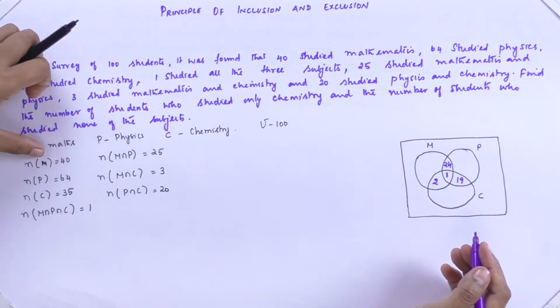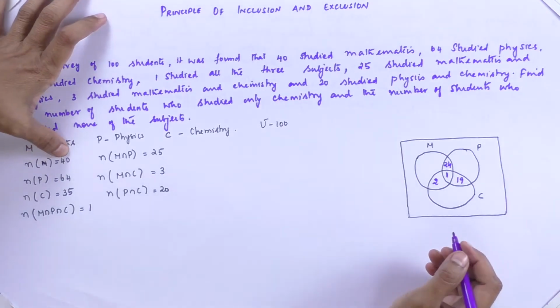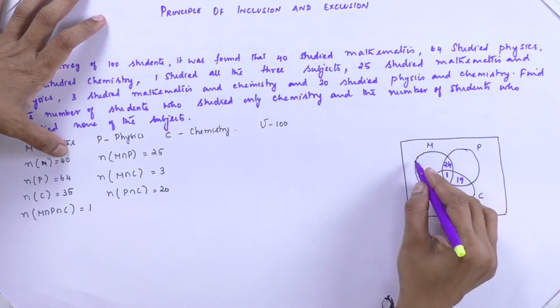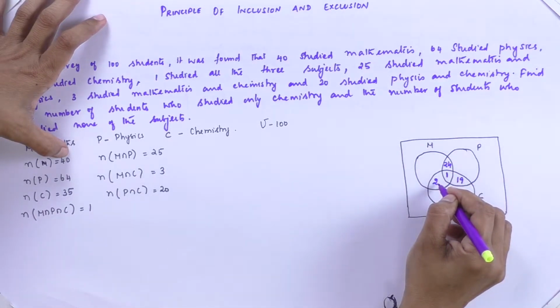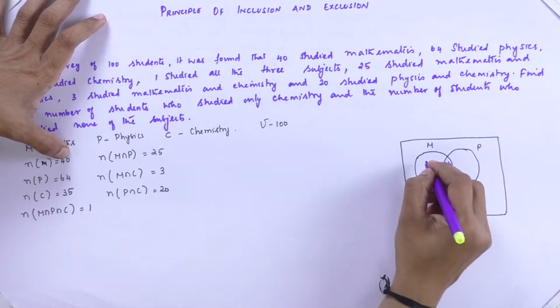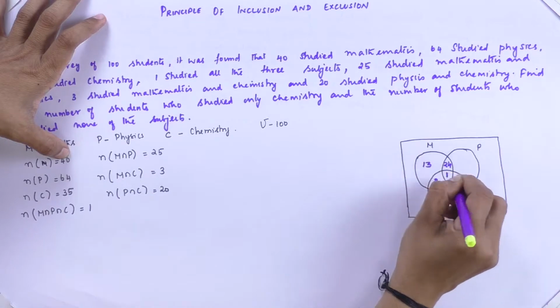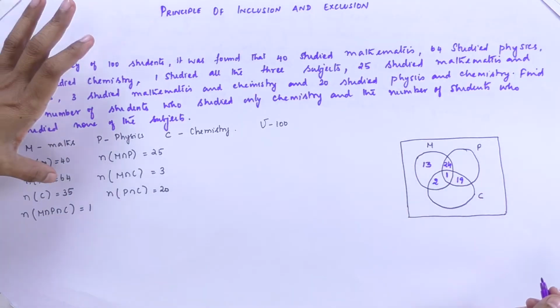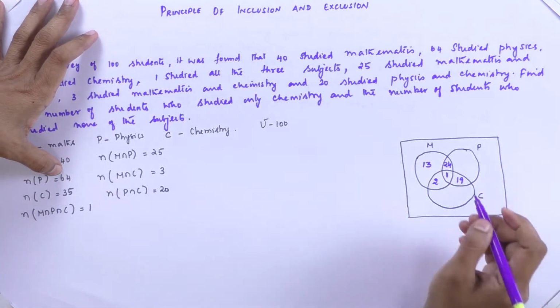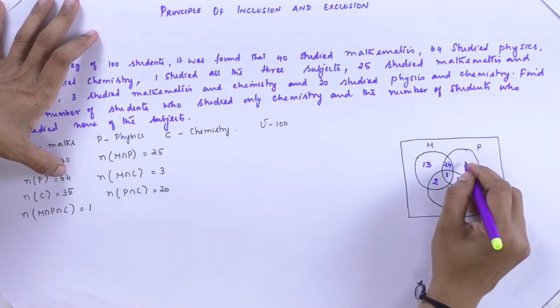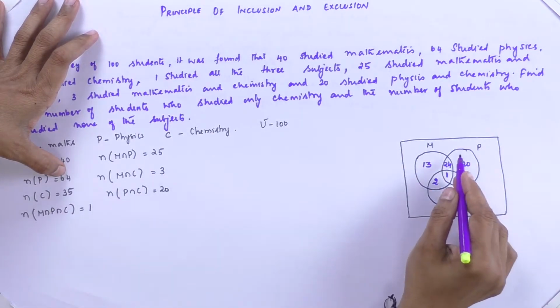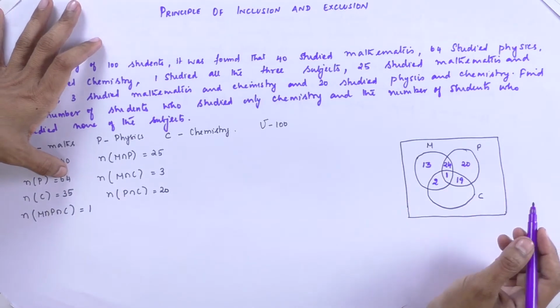Okay, now the number of students who studied maths alone. Here the maths set has 24, 25, 26, 27. So 25 and 27, and 40 minus 27, I get 13. When I pool all these, I will get 40, right? And next, the number of students who studied physics is given as 64. Here 24 and 20 is 44, and 44 plus 20, I get 64. So when I pool all these data, I get 64.